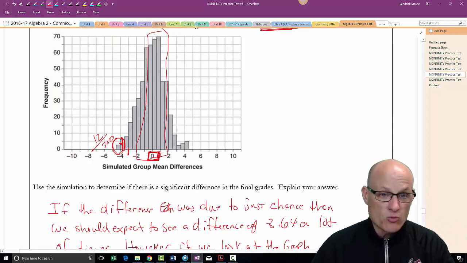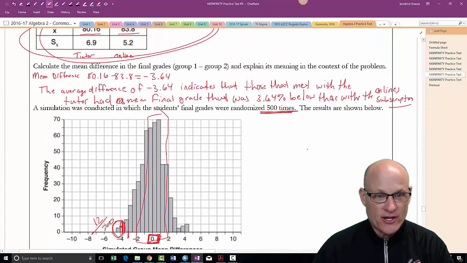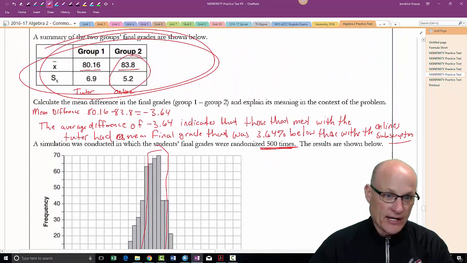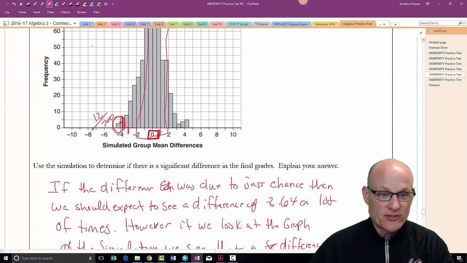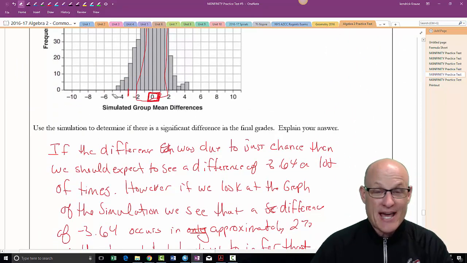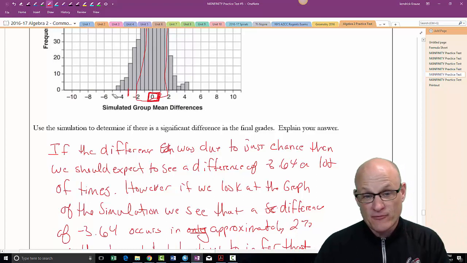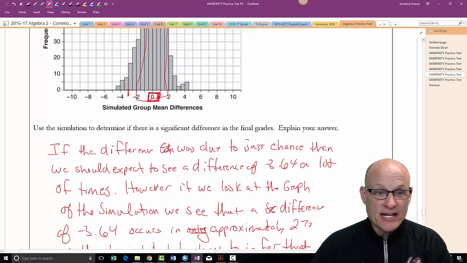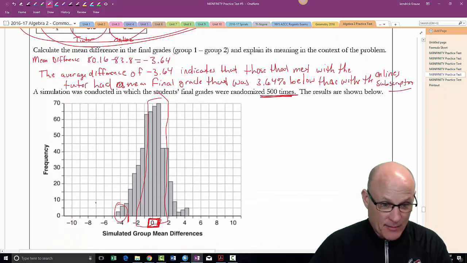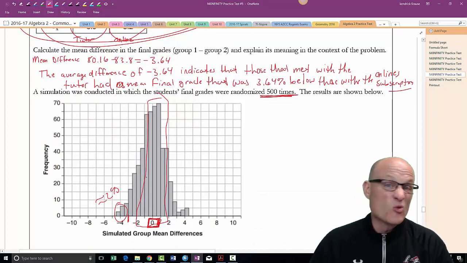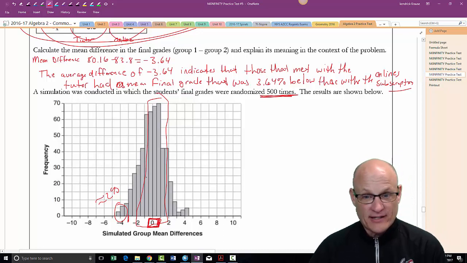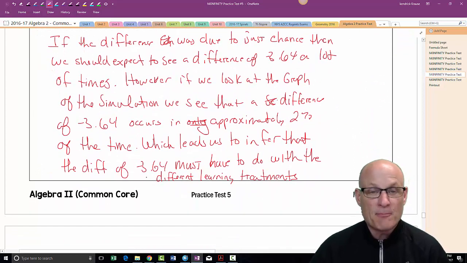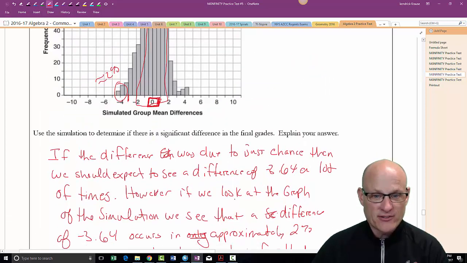But when you don't randomize them and you look at just what their actual grades were, online versus personal, we found there was a difference of negative 3.64. Now, if that was going to happen by chance, then we should see that negative 3.64 percentage points happen over and over again. And it only happened in about 2%. Remember, the cutoff is generally about 5%. I think less than 5% is the cutoff for whether or not you can say it could happen by chance. So since it only happened at 2%, it must have to do with the treatments rather than just chance. All right, that's that one.